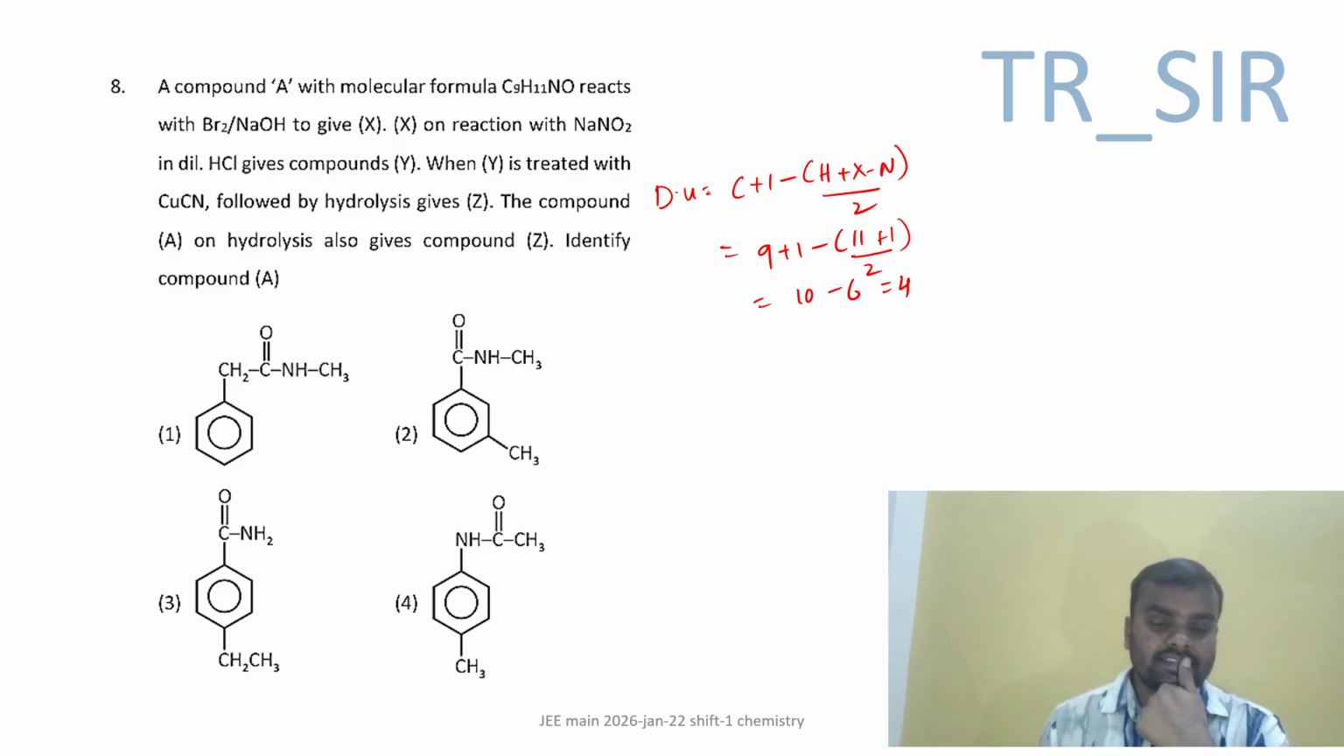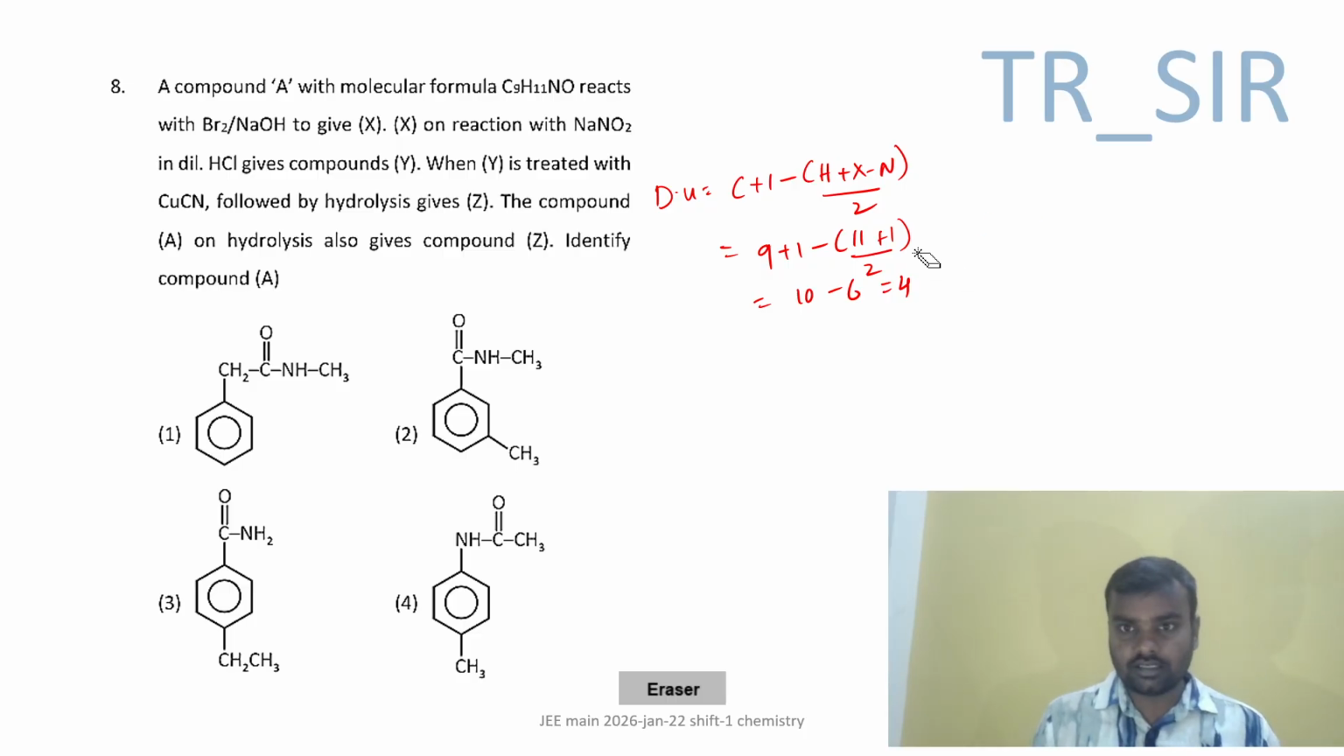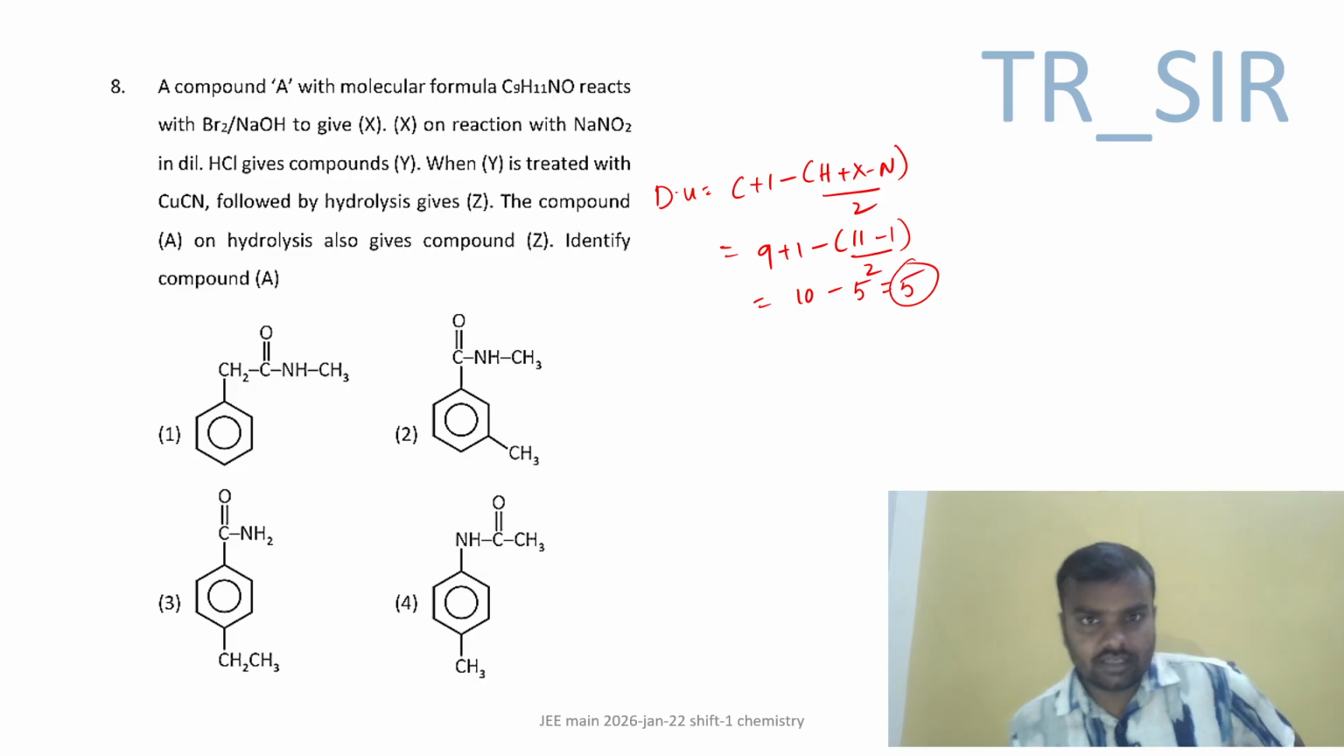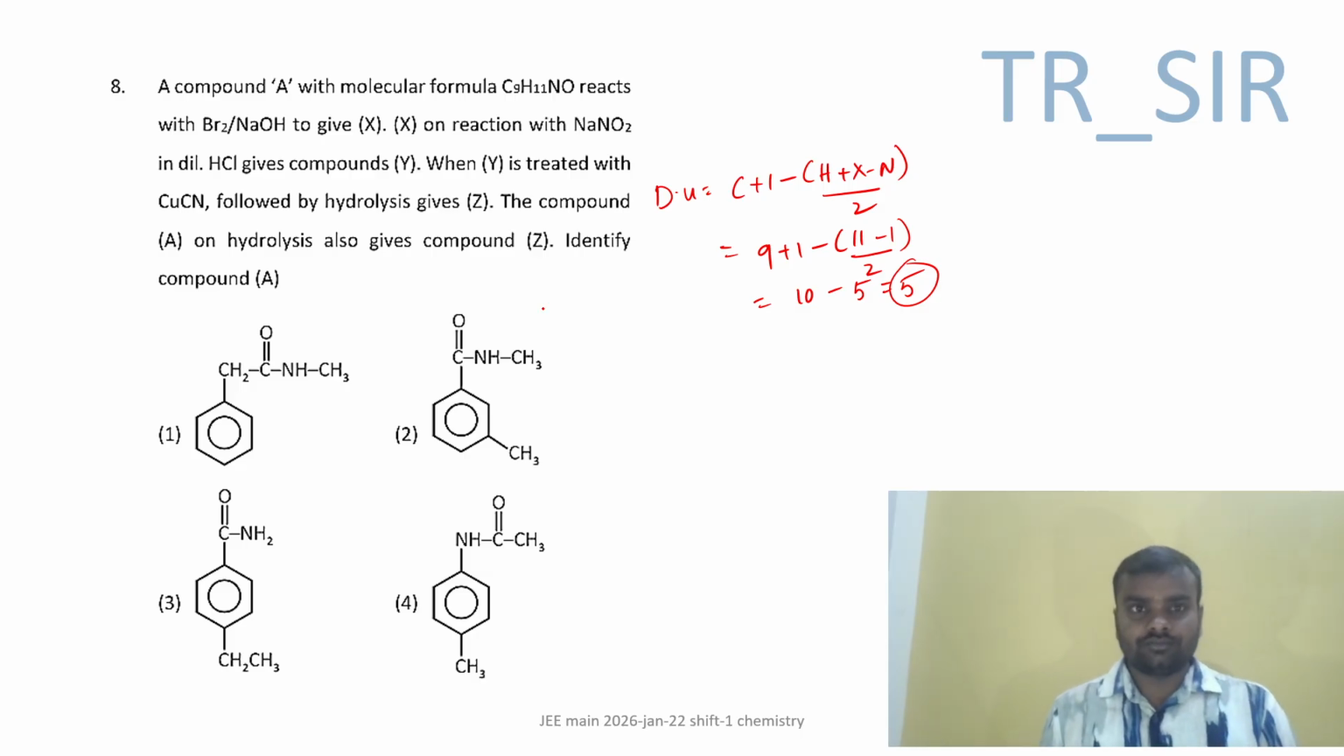Okay, so let us see what can be the... so 10 minus... okay, one second guys. This has to be minus 1. So this has to be, 10 minus, this is 5. So this becomes 5. So DU is coming 5. Try to find out where DU is 5. So in all the cases you will be having the DU as 5. Right? Chalo. So based on the DU, we cannot get the answer. Chalo, we'll see this one.